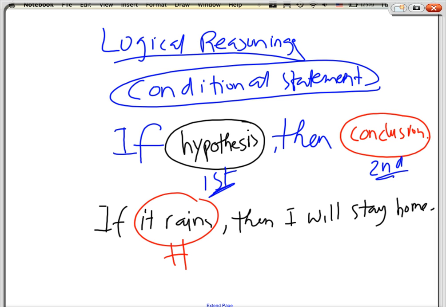So the part that happens right after the word then is the conclusion part, and you label it. So if it's written in the conditional statement form, or the if and then form, it's easy to identify. If, hypothesis, then, conclusion. That's easy, right? What if I don't write it that way? What if I write something like this?